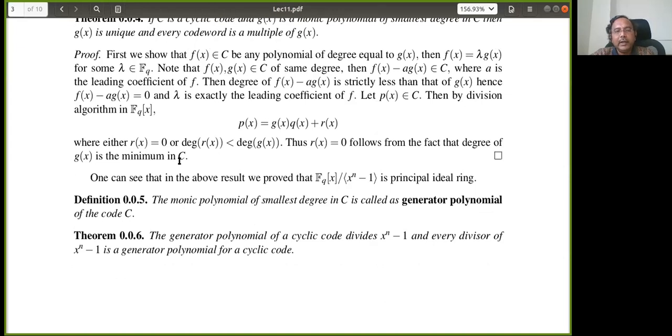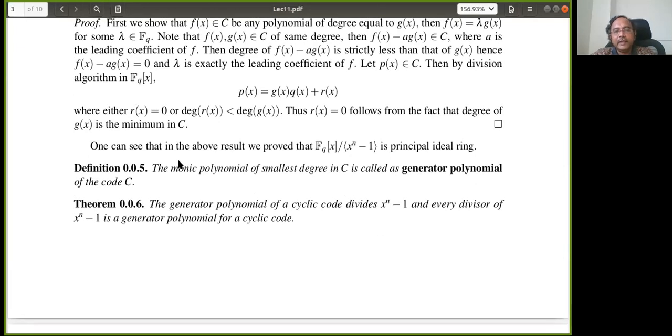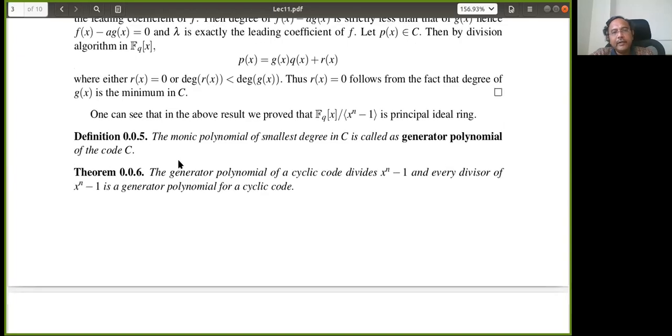So once we have that, the next theorem tells us that the generator polynomial of the code divides x power n minus 1. We'll prove that. So every divisor of x power n minus 1 is also a generator polynomial of a cyclic code. So this is answering now.